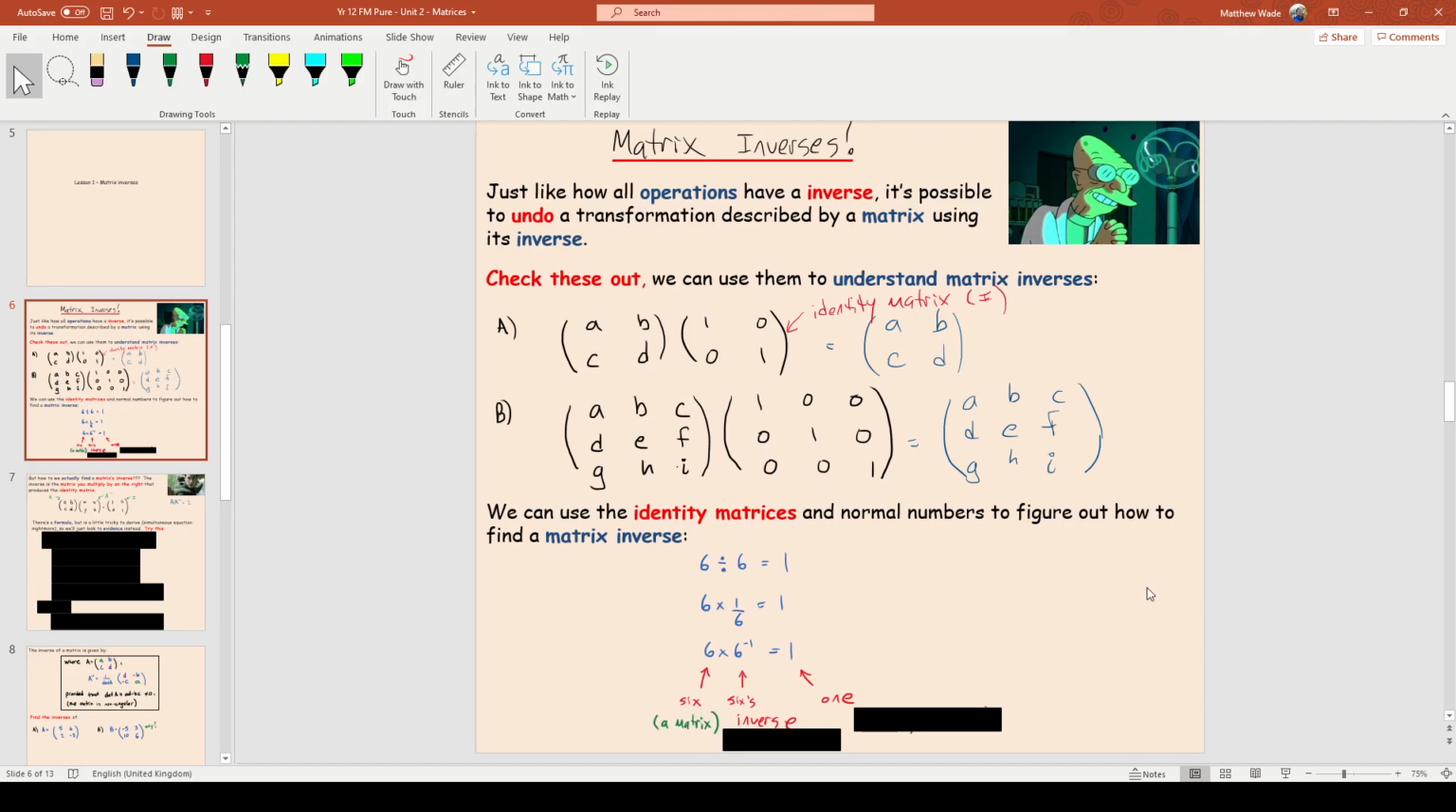6 is like a matrix, okay? Just pretend it's like a matrix. Well, if I can times a matrix by the matrix's inverse, then I should be able to get the identity to come out, and it's for the same logic as that. Okay, so this is it with numbers, and now we're going to make it work with matrices.